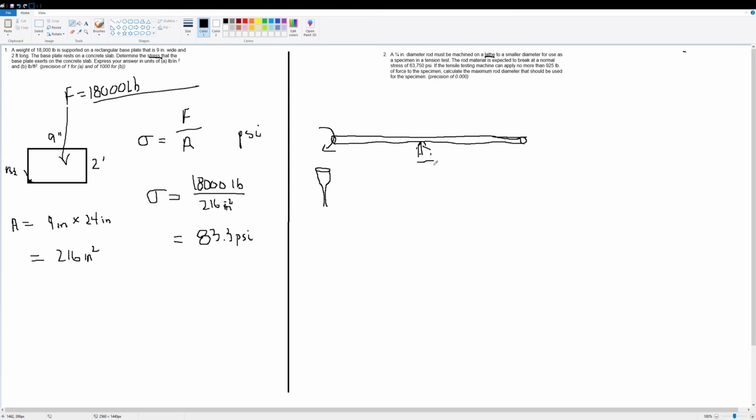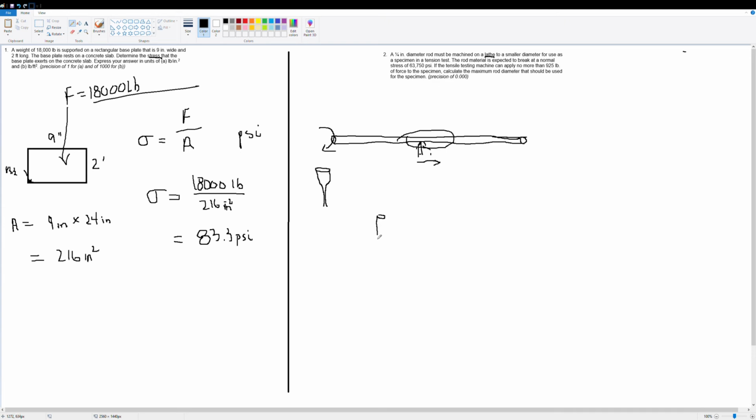And as you move this bit left or right, a region of this rod becomes smaller in diameter. Okay, so that's what a lathe does. So that's what we're doing. Okay, so we have this 1/4-inch rod.